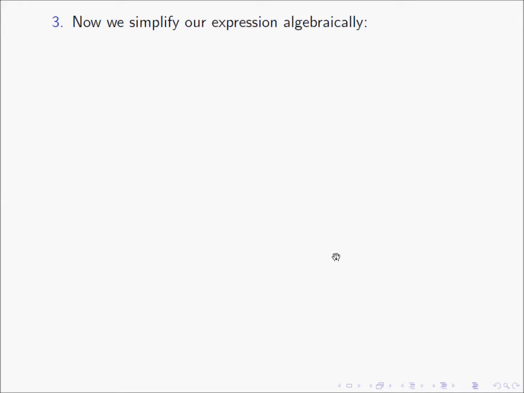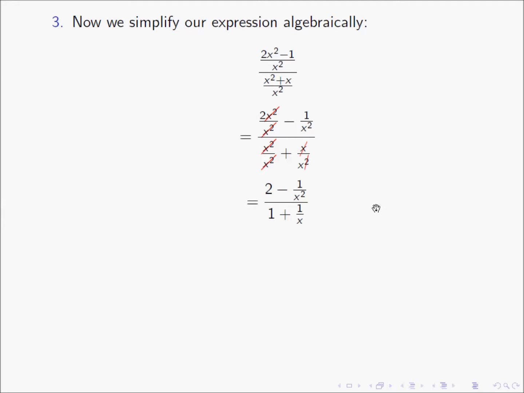And step 3 is to simplify the expression. For example, in this case we can separate the fraction like this. Whenever you have 2 or more terms in the numerator and only one term in the denominator, you can do this. We do this in the numerator and the denominator, and we can cancel the x squared here, we cancel the x squared here, we can cancel x, and we get this expression.